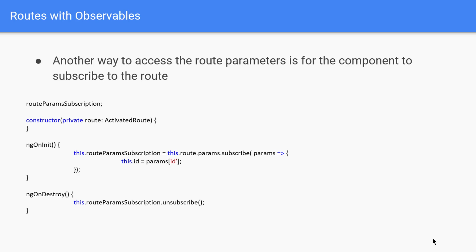Params is the parameter being passed to an anonymous function that sets the ID property of the class to the value of the associative array key that has the value of ID.